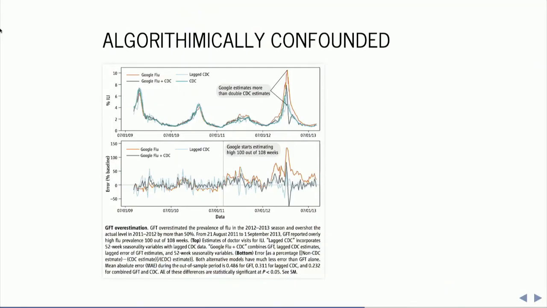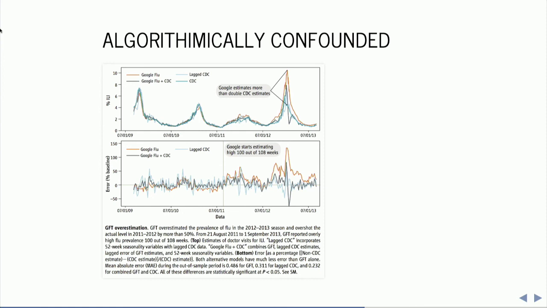Algorithmic confounding. This is a plot from a paper by David Lazar, Gary King, and some other co-authors. David Lazar will be visiting us tomorrow night and giving a speech. And this is a really nice paper. It takes the Google Flu data. Google Flu was a tool that was developed by Google Labs some years ago.